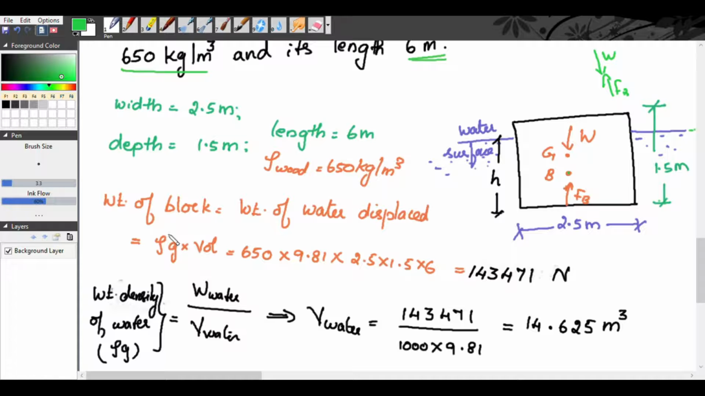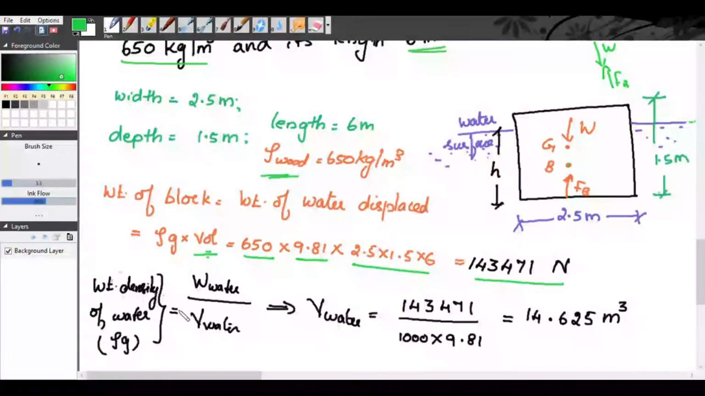So, we know weight of the block is rho g into volume of the block. It is given, the density of the wooden block is given as 650 kilogram per meter cube. So, 650 into g is 9.81 multiplied by the volume of the wooden block. So length into breadth into depth, 2.5 into 1.5 into 6, we get 14347 Newton. So this is the weight of the block, that is equal to the weight of the water displaced.